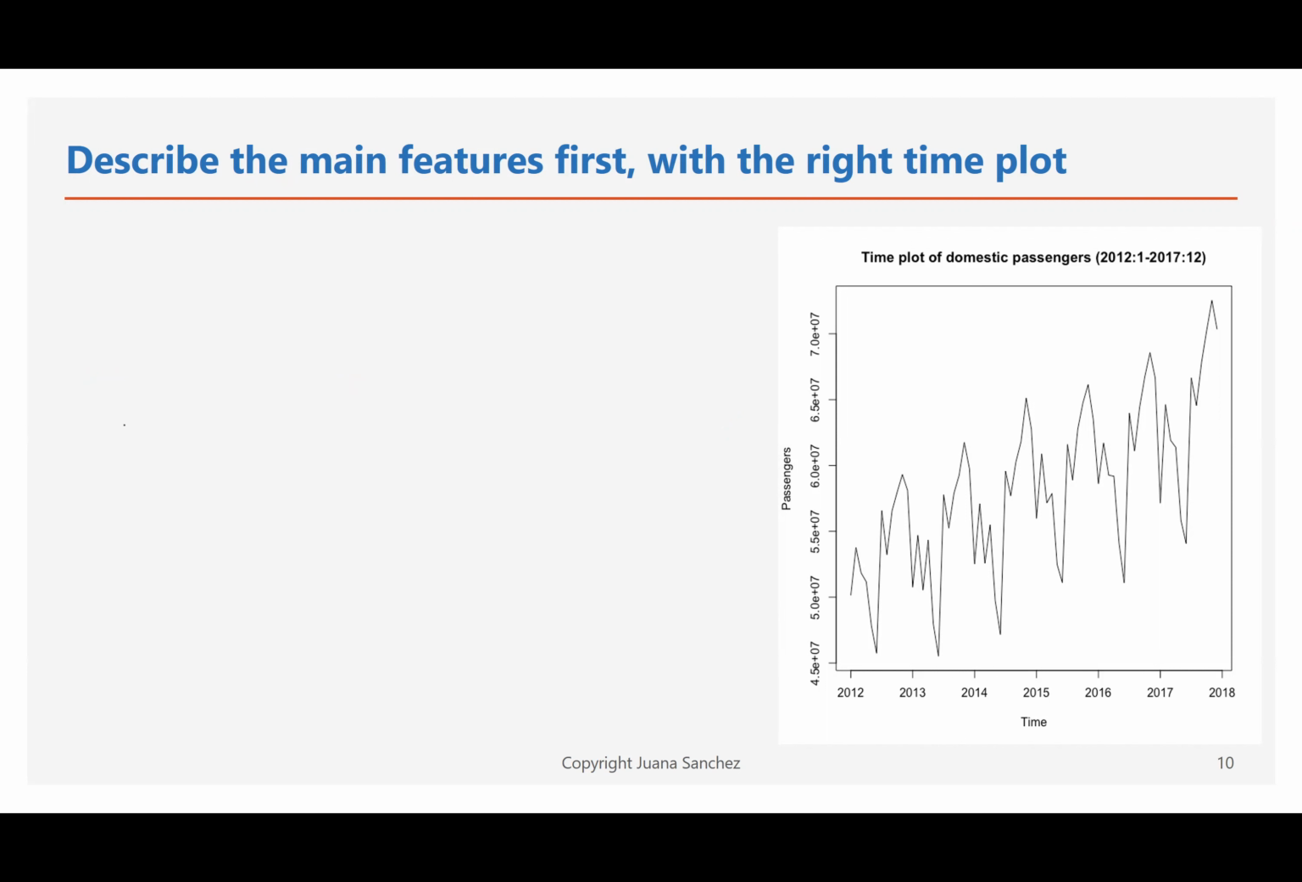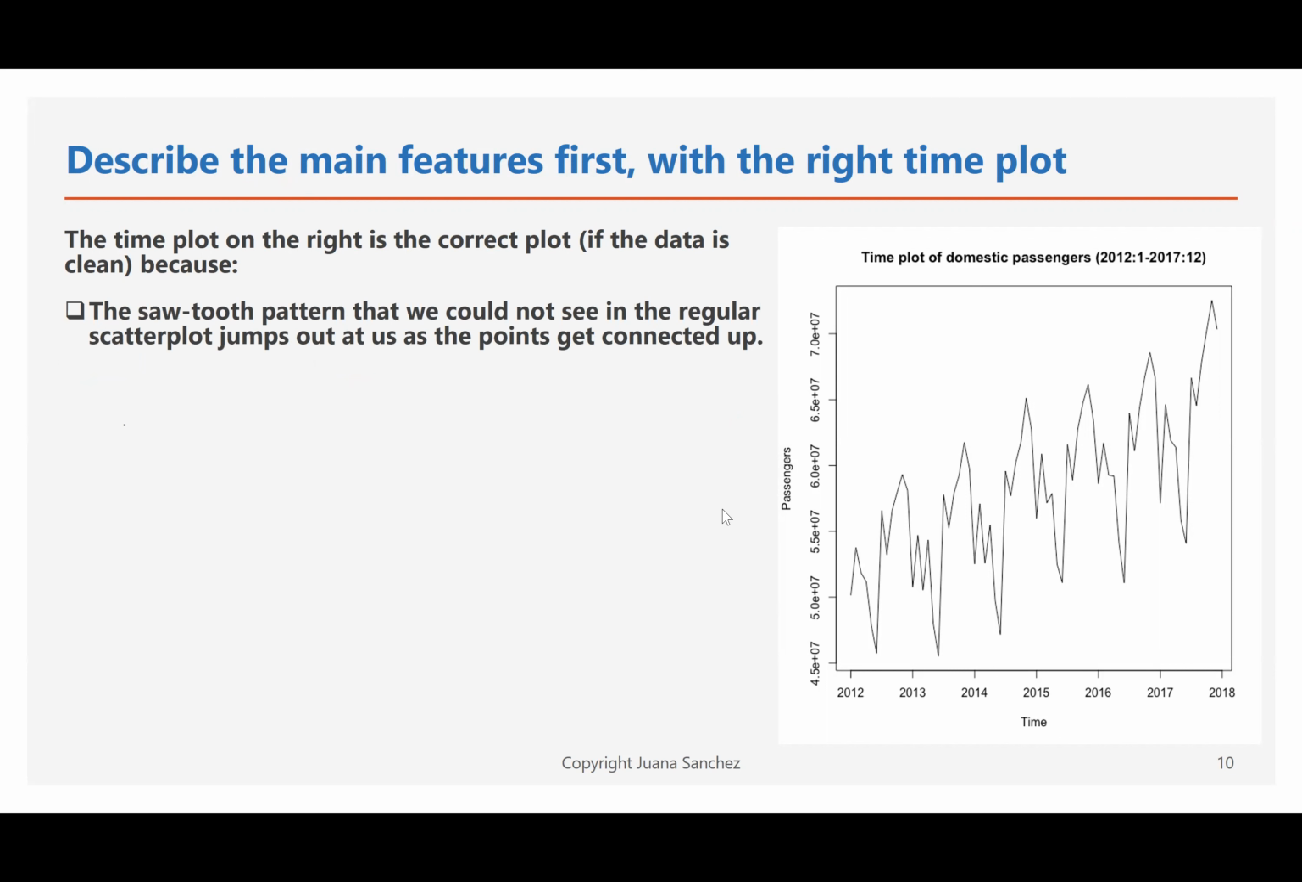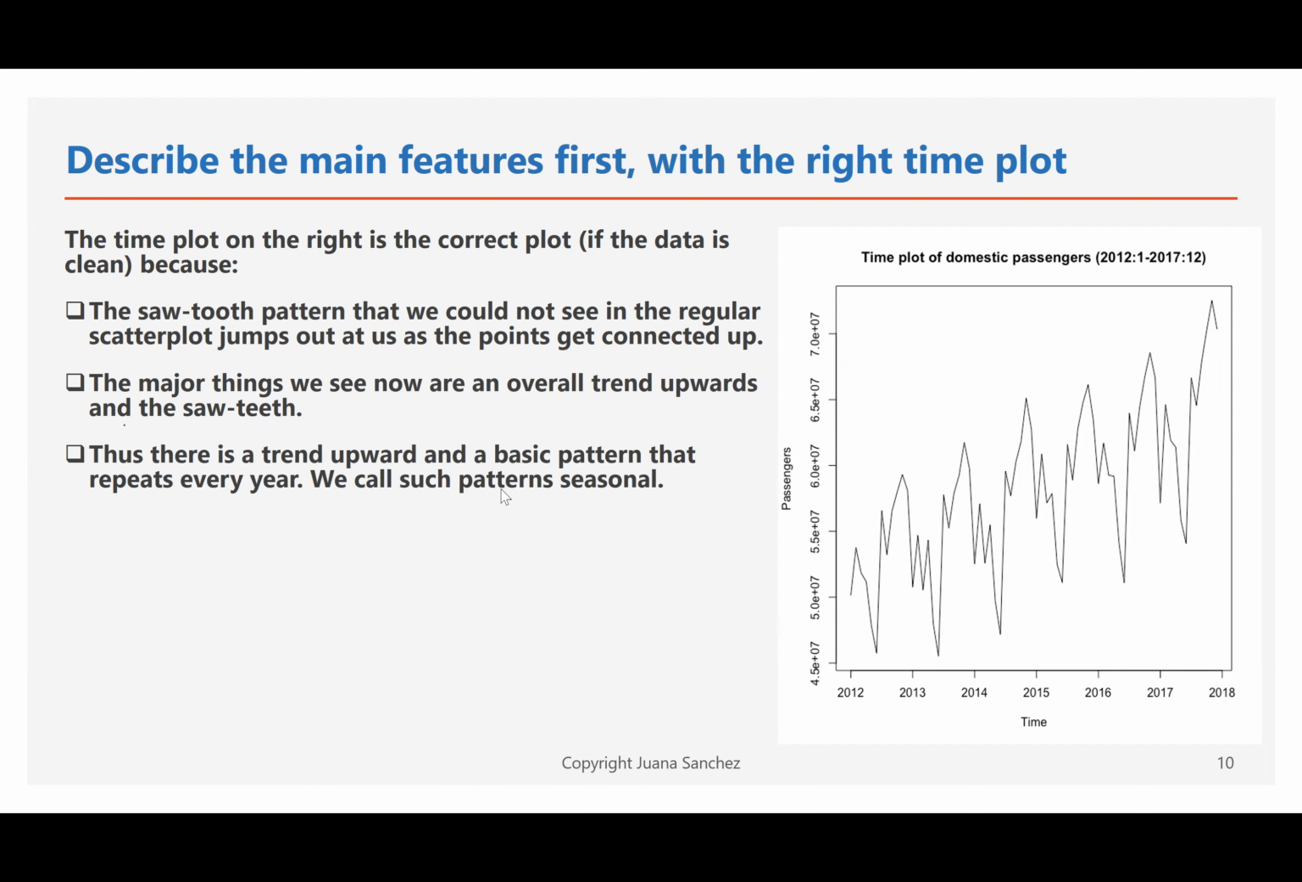Once you do your time plot, you describe the main features first with the right time plot. The time plot on the right is the correct plot. The sawtooth pattern that we could not see in the regular scatter plot now jumps out at us as the points get connected up. The major things we see now are an overall trend upwards and the sawtooth pattern. So there is a trend upward and a basic pattern that repeats every year. We call such patterns seasonal. So we might want to investigate those further.